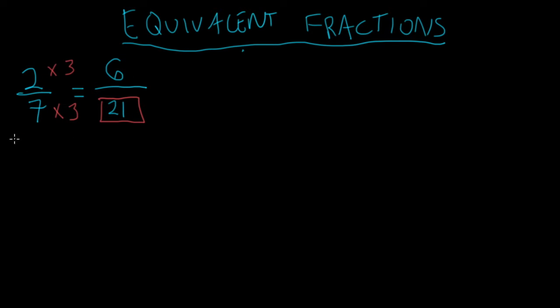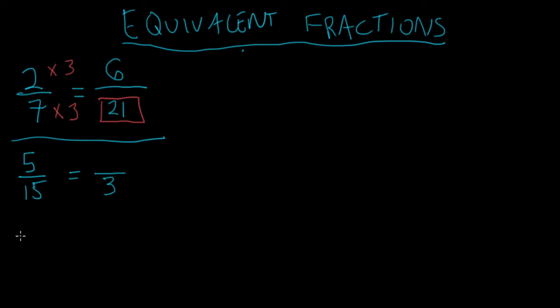All right, let's try one more. So say we have 5 out of 15 is equal to a mystery number up top, out of, let's say, 3. Give it a try.